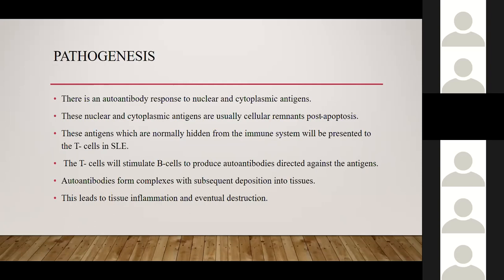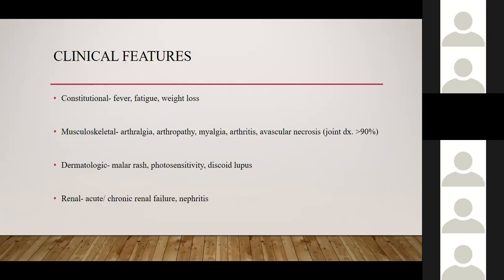So of course, if this autoantibody-antigen complex lands on the lungs, then it's going to destroy the lungs. It's going to cause inflammation with eventual destruction of the lungs. If it lands on the kidney, it's going to cause inflammation and eventual destruction of the kidneys. If it lands on the joint somewhere, then it's going to cause destruction of the joints. So basically, that's the principle behind it.